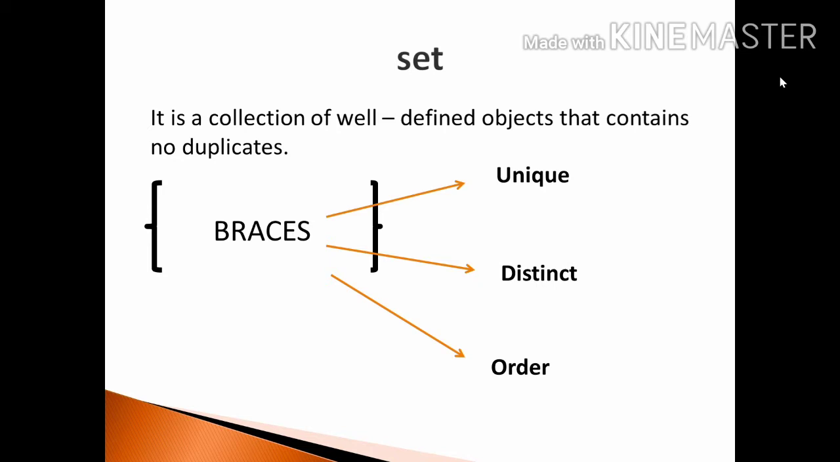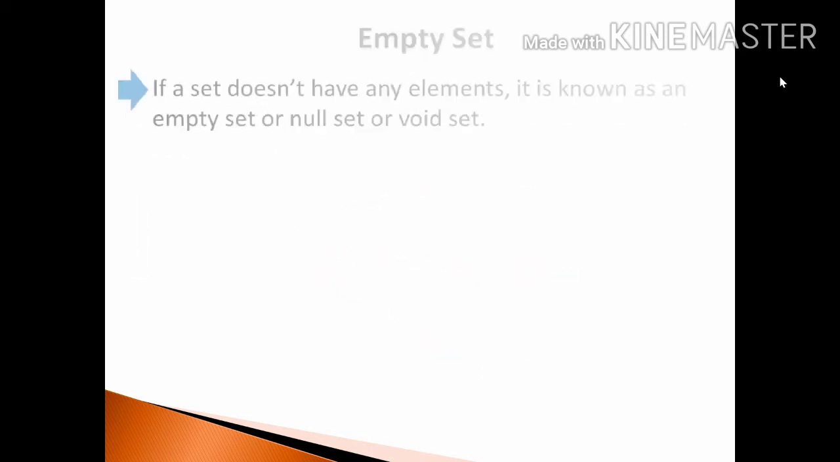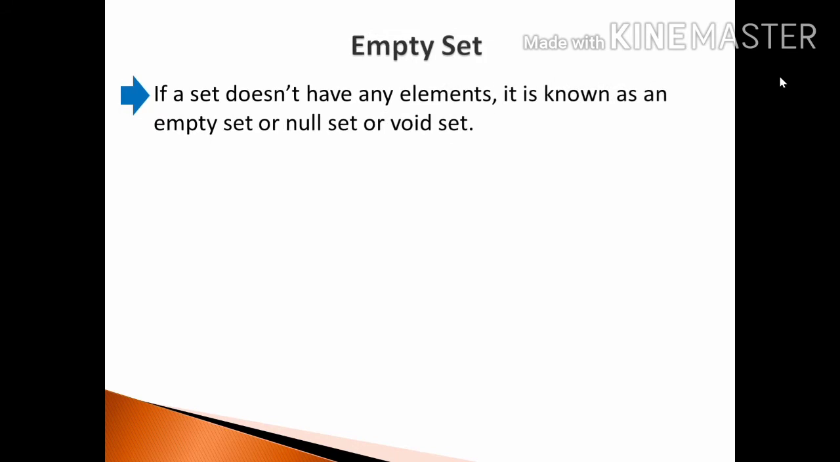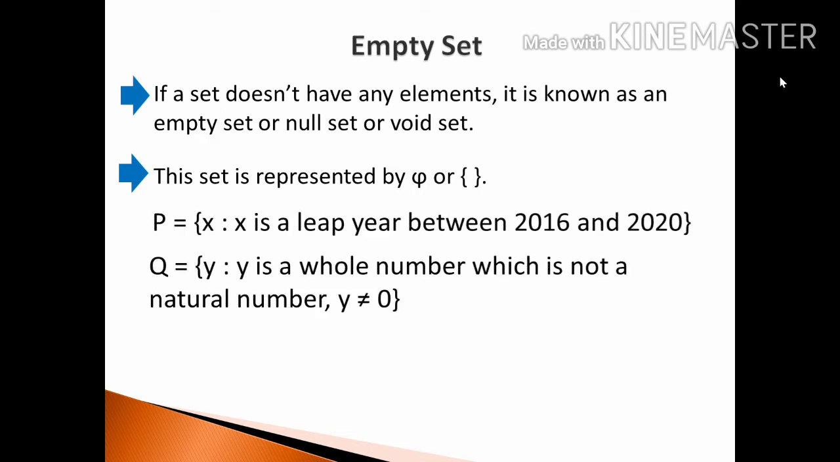Now let's get started with the different types of sets. Shall we start with the empty set? In a simple sense, an empty set has no element at all, and it's best described with these two symbols, the null set and empty set. Now I have here two examples. Read as: set P is the set of all x such that x is a leap year between 2016 and 2020. We have also set Q, the set of all y such that y is a whole number which is not a natural number, y is not equal to 0. These two examples' answers are both empty set or null set.